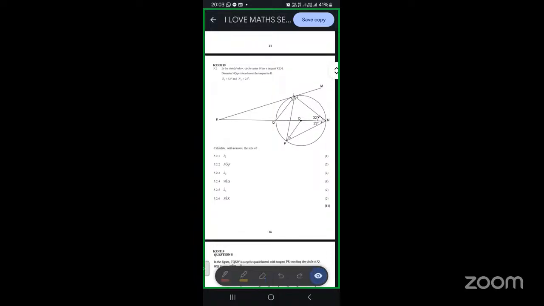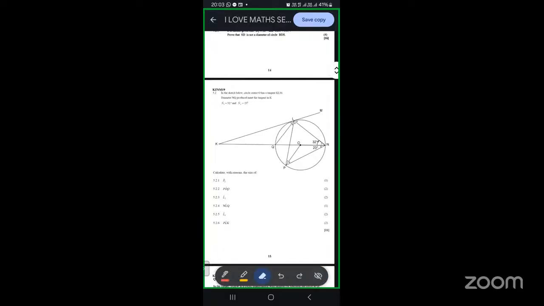So the first thing, as usual, I will go for the DRCPT technique, DRCPT. Then I'm going to ask you some questions just for you to go through with me. Is there a diameter in this diagram? Yes. Which one? QN. Yes, this is the diameter.